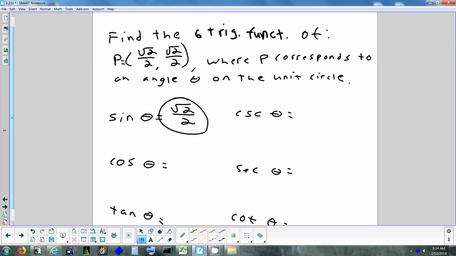Ryan, how about the cosine? Square root of 2 over 2. Yep, that's also square root of 2 over 2, but this time it's the x. So if you mixed up the x and the y in this problem, you'd be okay, but in general, you don't want to do that.